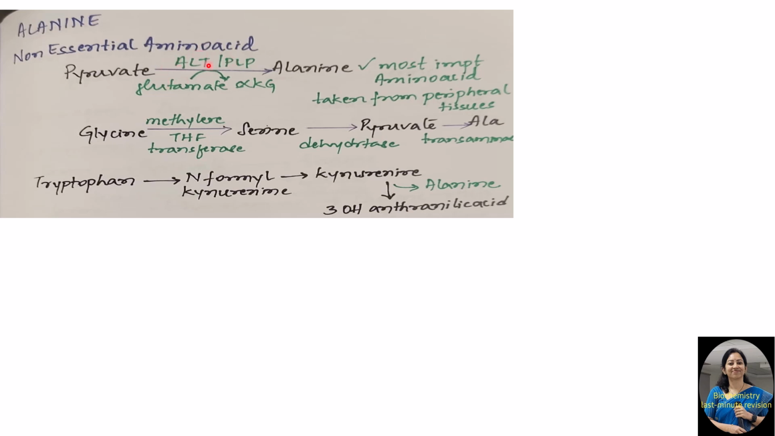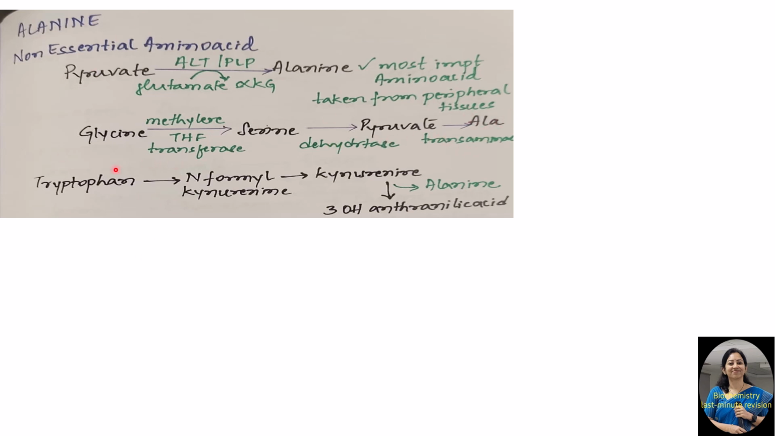Now this has got a great clinical significance also because alanine transaminase is one of the enzymes used to assess the liver function capacity also. So alanine is also synthesized from glycine. Glycine accepts the methylene group from folic acid and gets converted to serine. It undergoes dehydration to form pyruvate. Pyruvate undergoes transamination to form alanine.